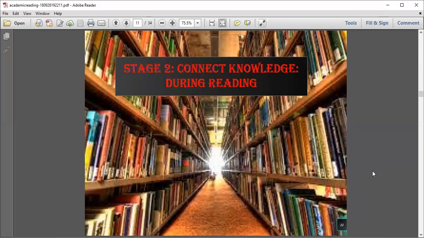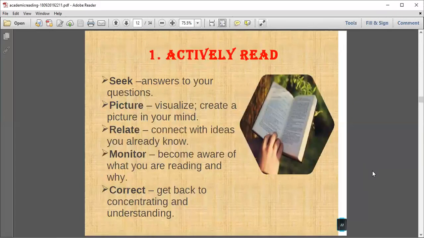Then comes stage two, connect knowledge. This is the during reading stage, when you keep connecting the knowledge. First point, actively read. How do you read actively? You seek, you picture, you relate, you monitor, and you correct.